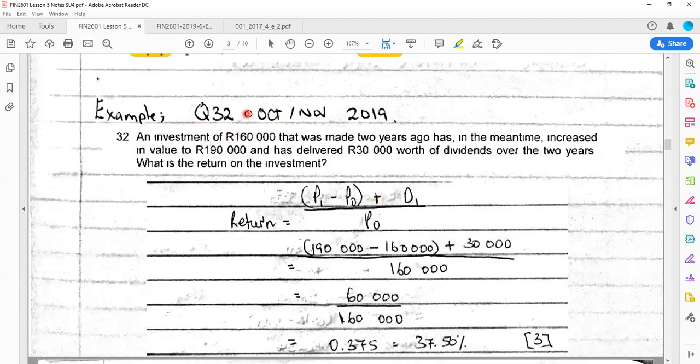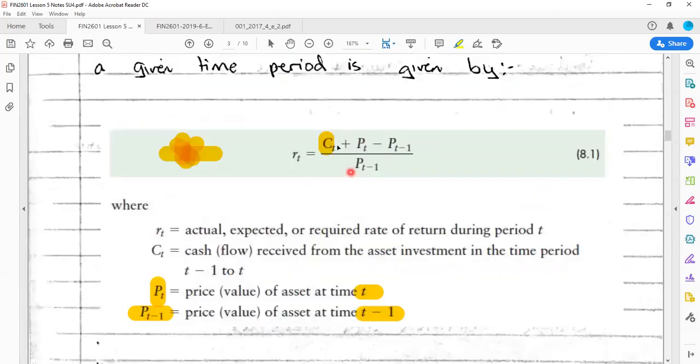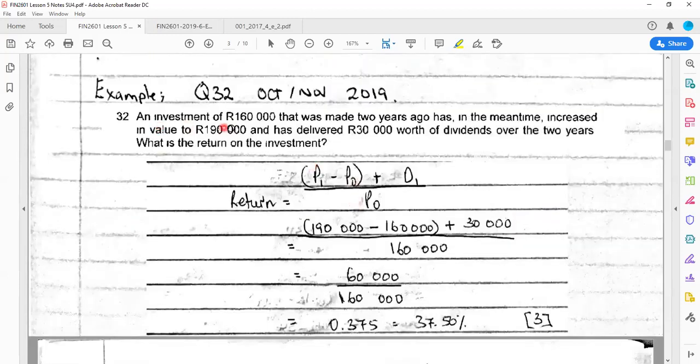Okay. So let me illustrate this to you through an example. I'm taking an example from October, November 2019, question 32. This is an example of where this formula can apply to get the rate of return on an investment. An investment of 160,000 Rand was made 2 years ago, right? So this is the value in the past. In the meantime, it increased to a value of 190,000, right? So this is the value today, and has delivered cash flows of 30,000 Rand worth of dividends. What is the return on the investment?